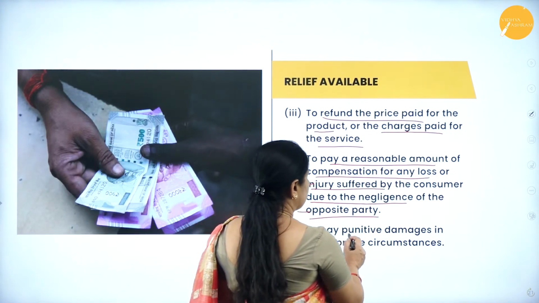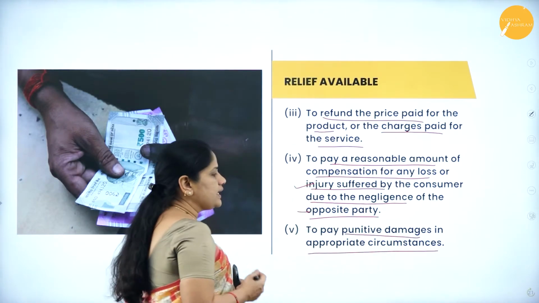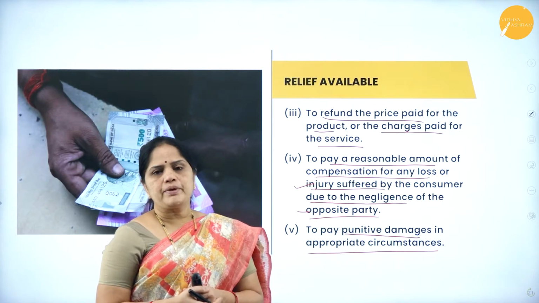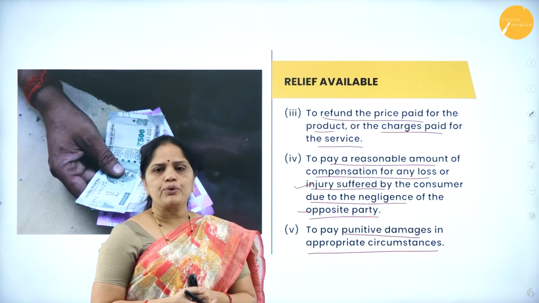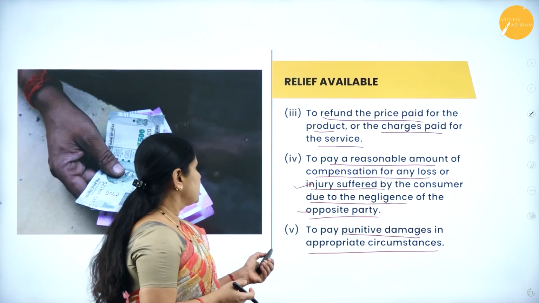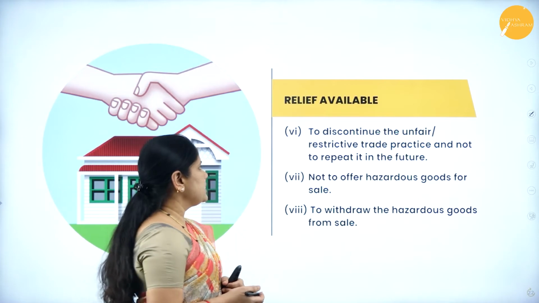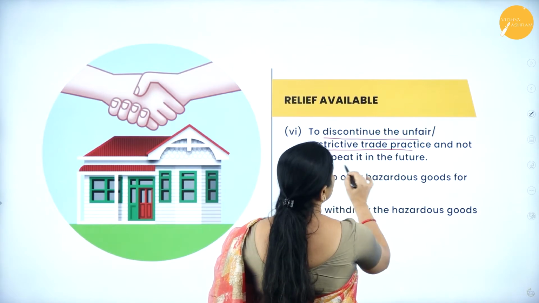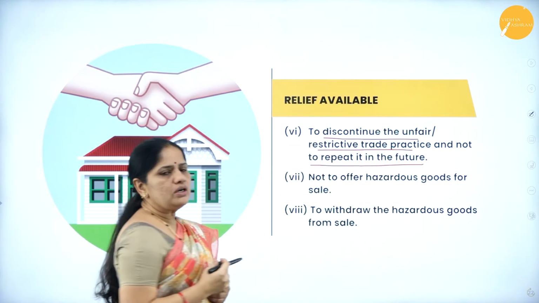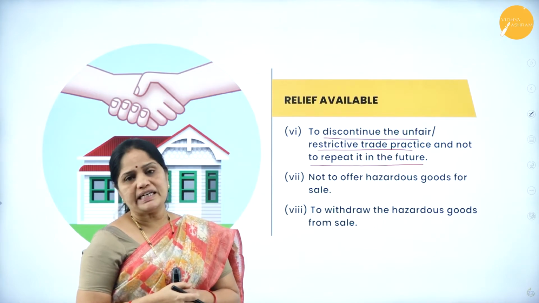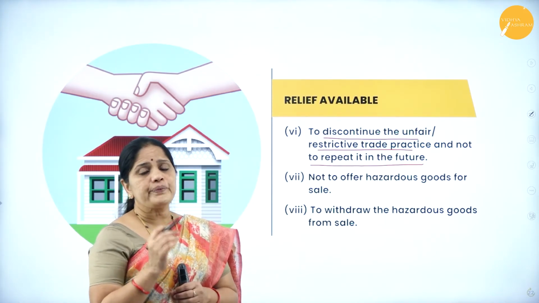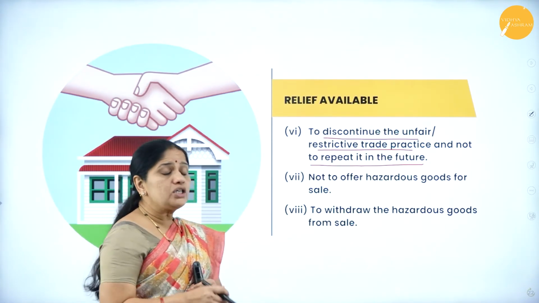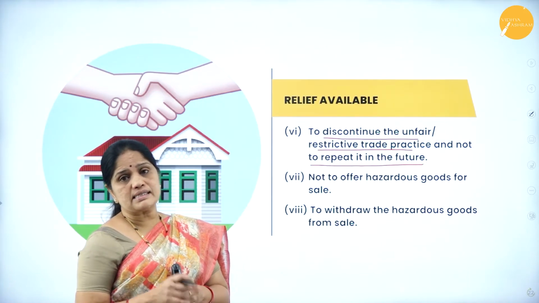Then to pay punitive damages in appropriate circumstances. The redressal agencies may order the business community to pay punitive damages under appropriate circumstances. Then the next kind of relief available is to discontinue the unfair restrictive trade practice and not to repeat it in future. So if any business community is found to be dealing in unfair trade practices, then it can always order such business firms to shut down or not to continue such unfair trade practices in future.